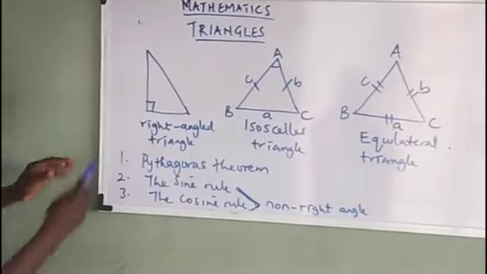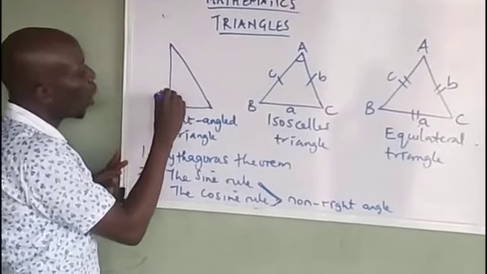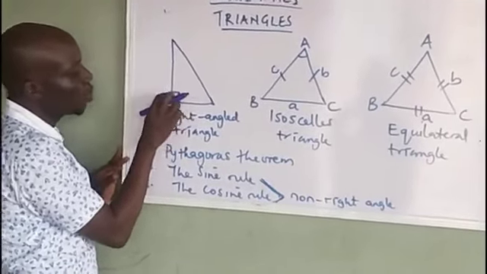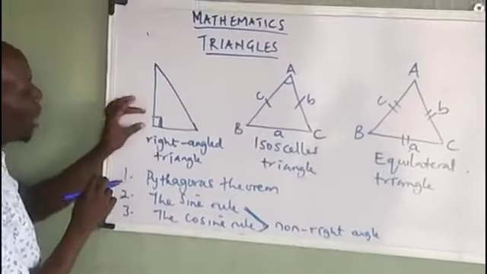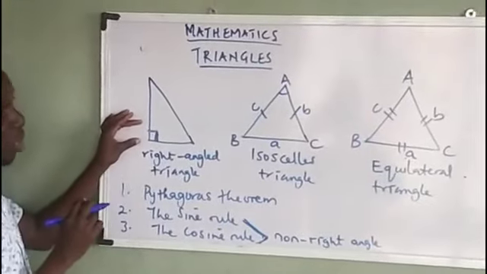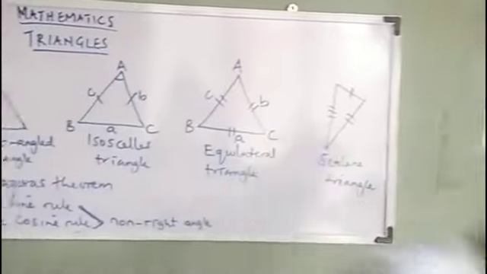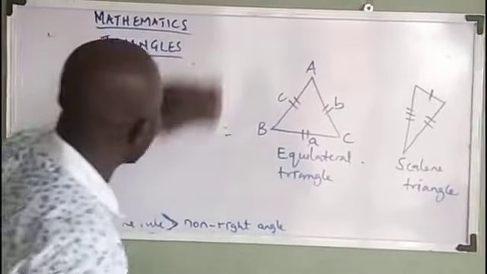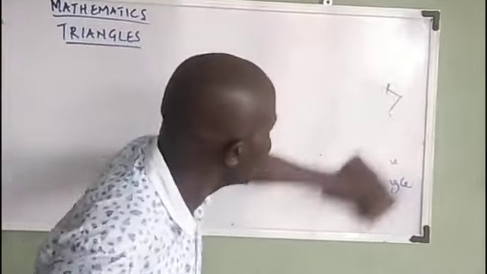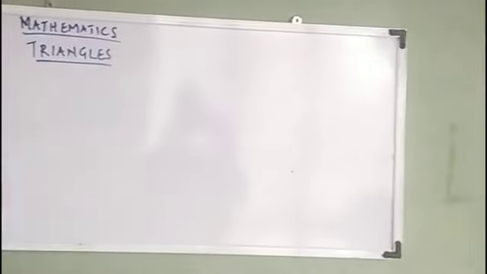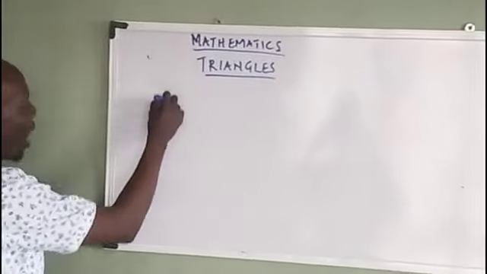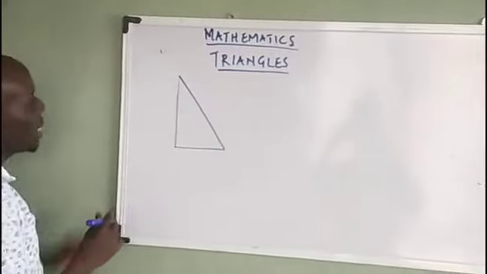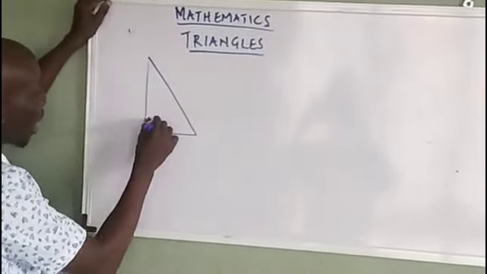But this one is having a right angle. One of its three angles is equal to 90 degrees. This is a right angle triangle. For a right angle triangle, we make use of what? Pythagoras theorem. Now, our business for today is going to focus on how we solve problems related to right angle triangles. If we have a right angle triangle like this, this is a right angle.